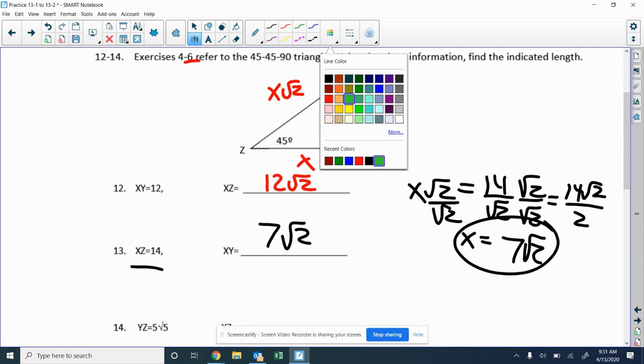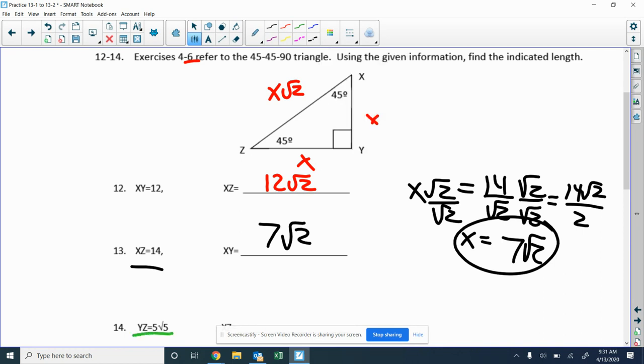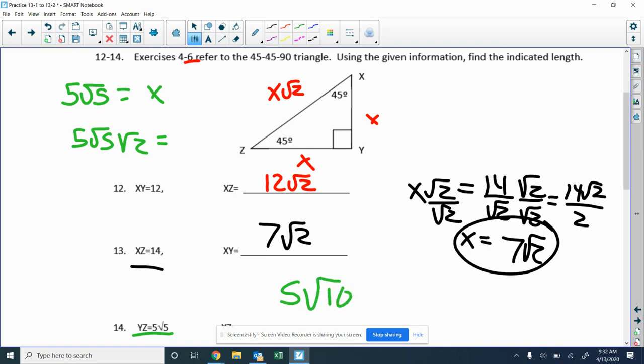The last one we'll do in green down here. And that is, again, y to z is 5 square roots of 5. So this one is already solved for x. X is 5 square roots of 5. So we're just going to plug that in right there. So it's going to be 5 square roots of 5 is what x is, times the square root of 2, which would give me my final answer down here of 5 square roots of 10 for our last guy, number 14, 5 square roots of 10.